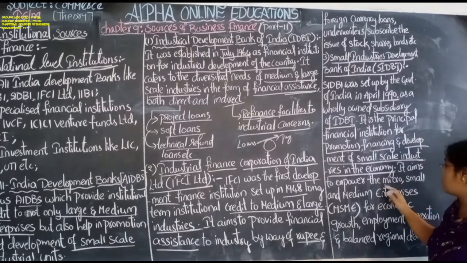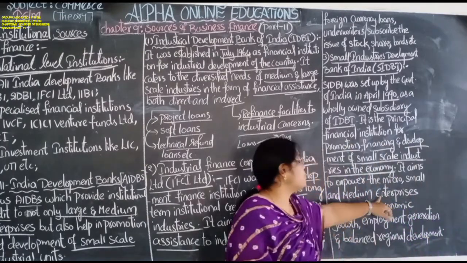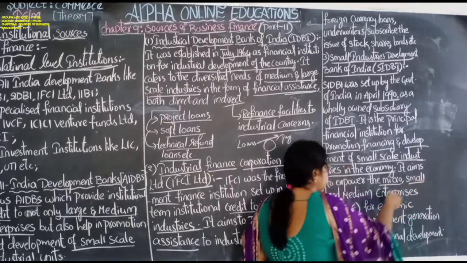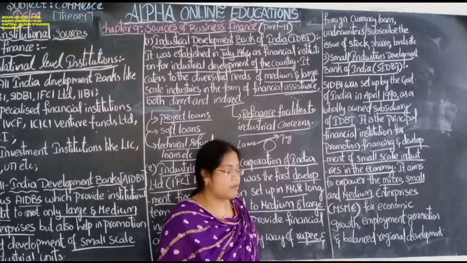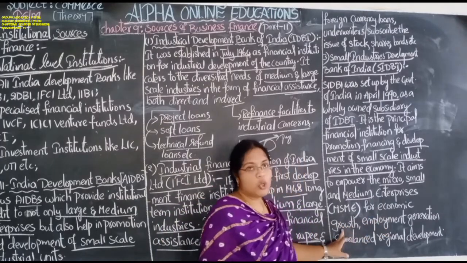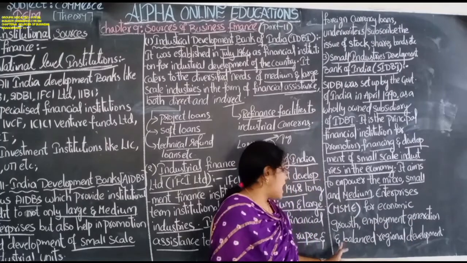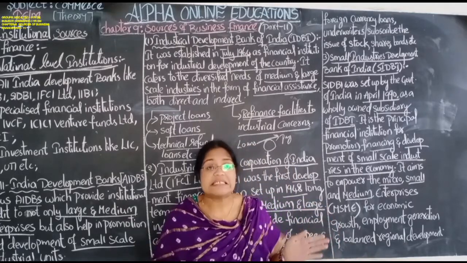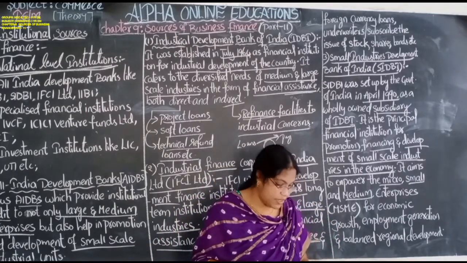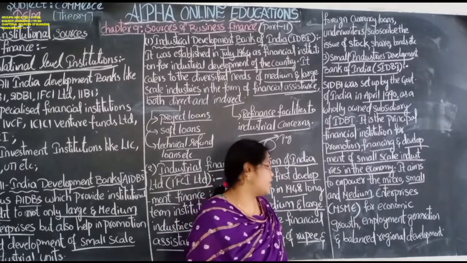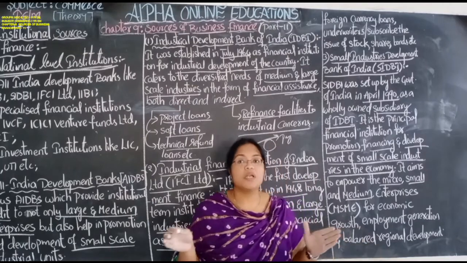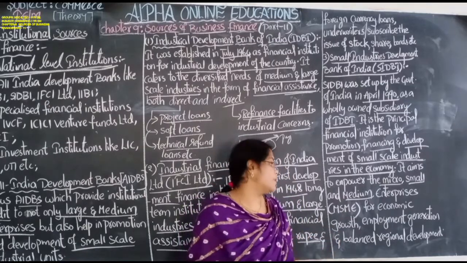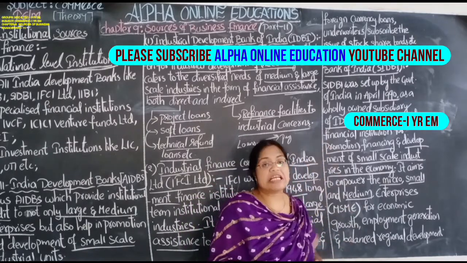Its aim is to empower micro, small and medium enterprises. Its main aim is to increase micro industries, small scale industries and medium scale industries, for economic growth, employment generation and balanced regional development. Balanced regional development means development of all the regions of the country, not only one particular region like Telangana or Andhra Pradesh or Tamil Nadu, but all regions equally developed. For this purpose SIDBI has been established.